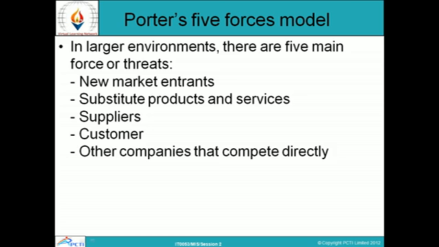There are 5 Porter's forces in the model. In the larger environment, there are 5 main forces or threats. The first one is new market entrants. Next is substitute products and services, if there is some substitution of the product or service. Suppliers, customers, and other companies that compete directly.